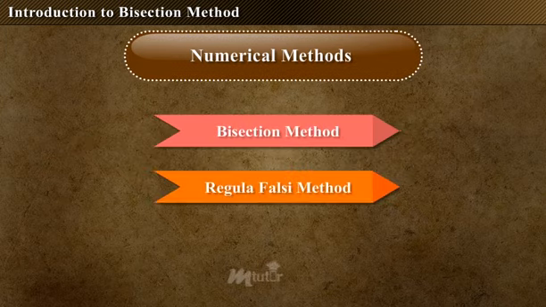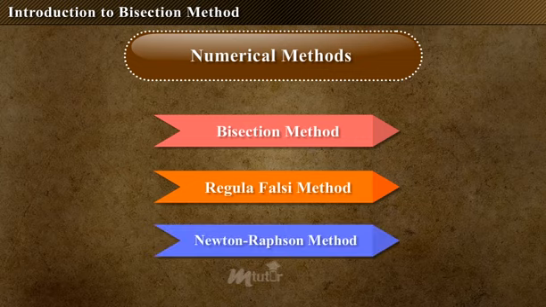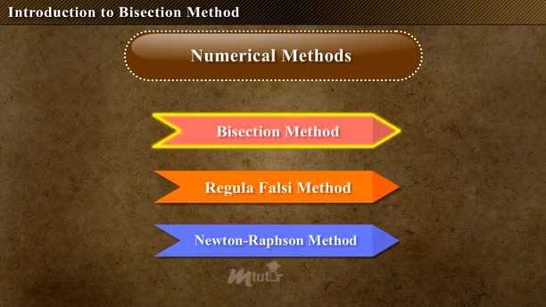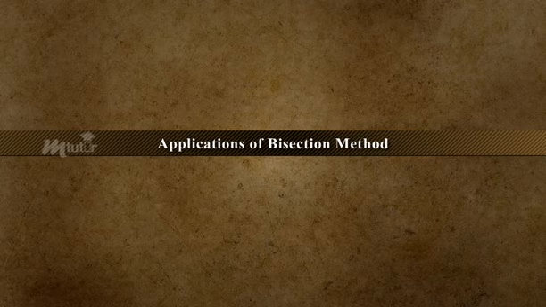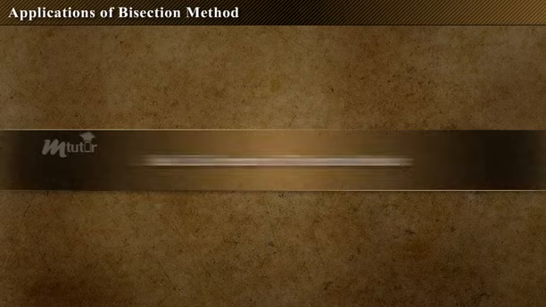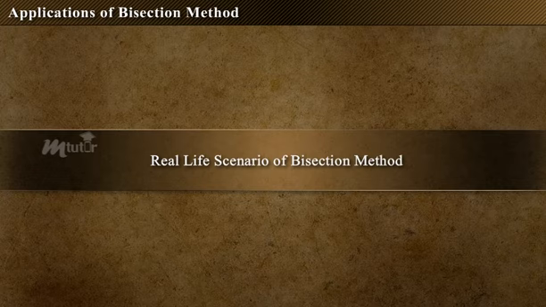There are many numerical methods as displayed on the screen, in which bisection method is used to find the roots or zeros of an equation of the form f of x is equal to 0. Applications of bisection method. Let us see an example of such a need from a real-life problem.